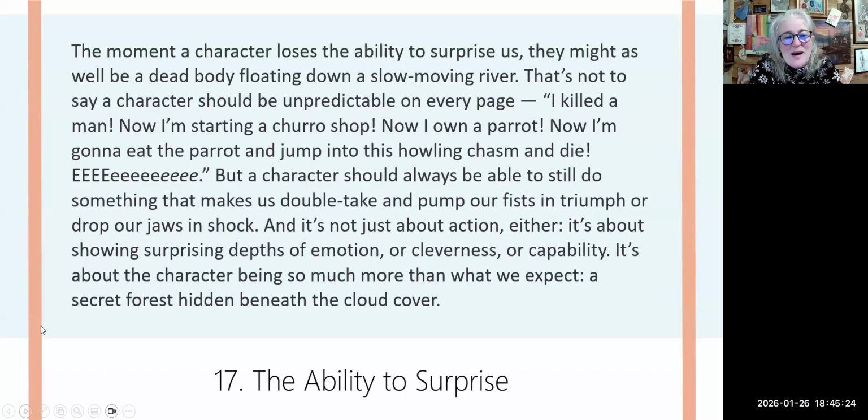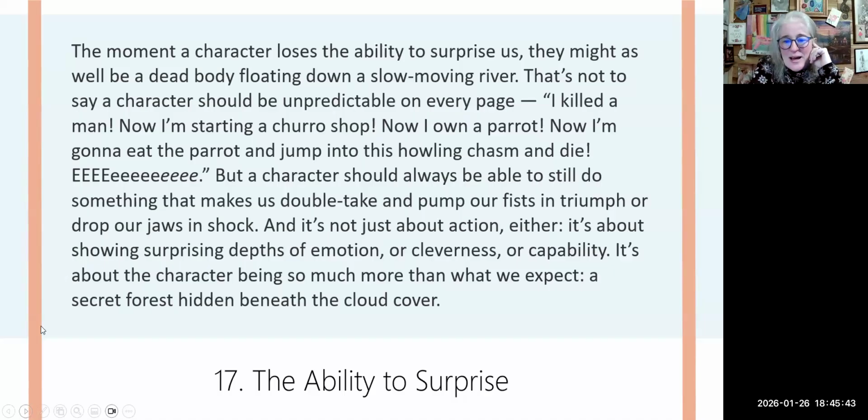That's not to say a character should be unpredictable on every page. I killed a man. Now I'm starting a churro shop. Now I own a parrot. Now I'm going to eat the parrot and jump into this howling chasm and die. But a character should always be able to still do something that makes us double take and pump our fists in triumph or drop our jaws in shock.